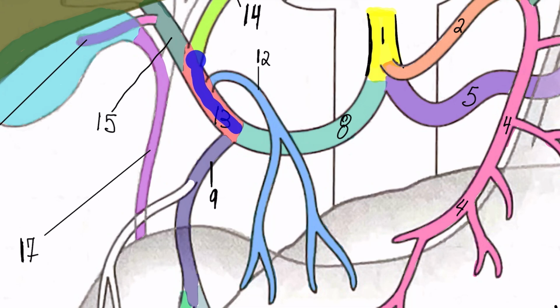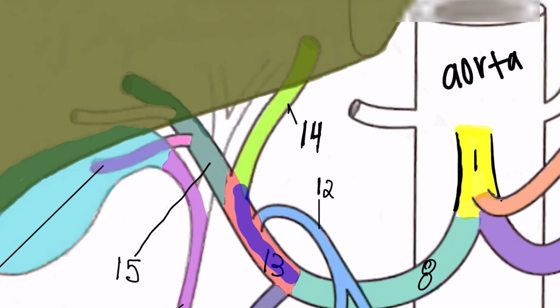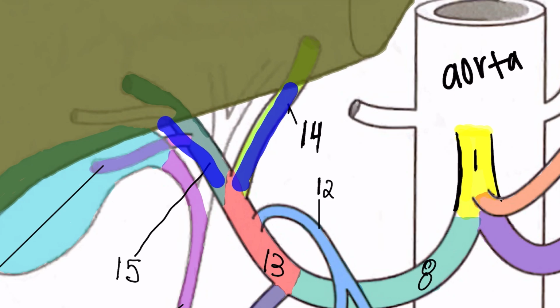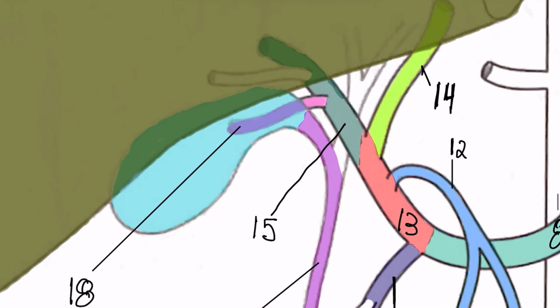So proper hepatic is going to have the branch of the right gastric, but then it bifurcates into 14 and 15. So 14 is going to come back towards the medial side, and that one's going to be your left hepatic, and number 15 is going to be your right hepatic. A section off of your right hepatic is going to come into the gallbladder. That's going to be number 18, and that's going to be your cystic artery.